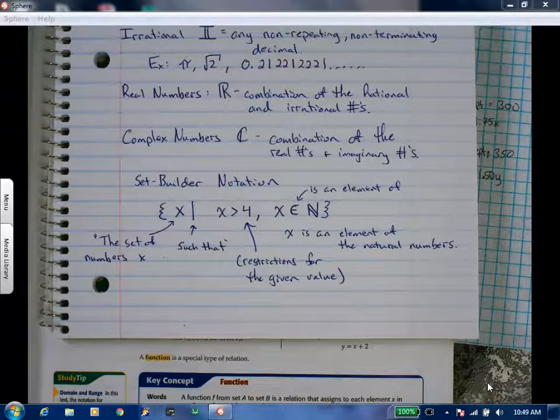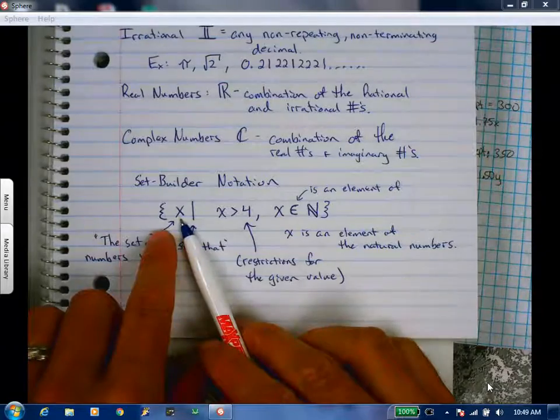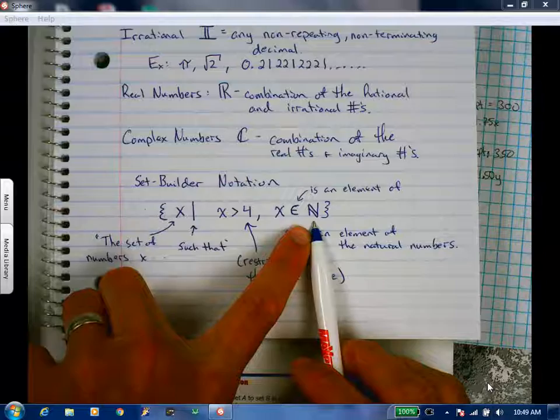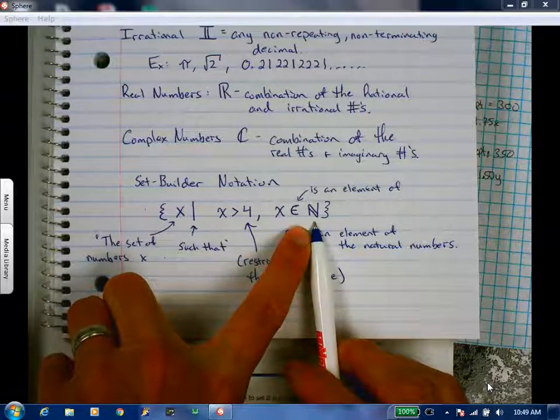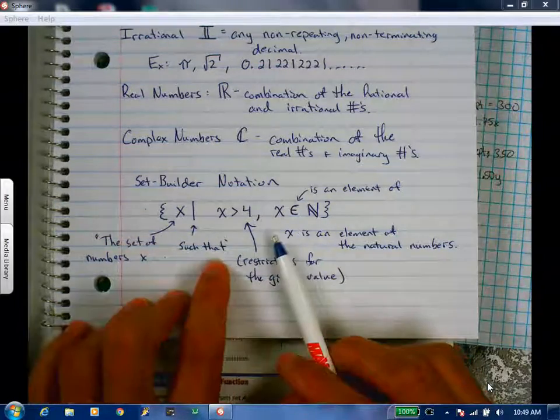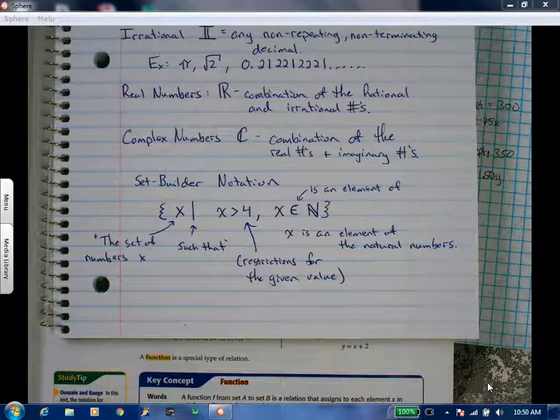Some of these are assigned. So the set of numbers x such that x is greater than 4 and x is an element of the natural numbers. So a math sentence translated into a verbal expression. So if x is greater than 4 and x is an element of the natural numbers, what's the first number in my set? 5. Am I including decimals in my set? No. Okay.